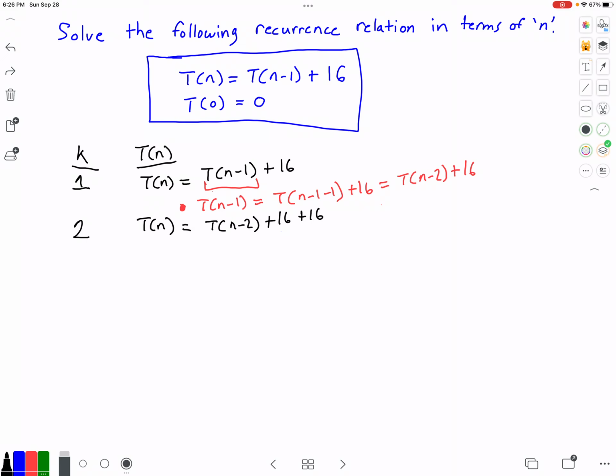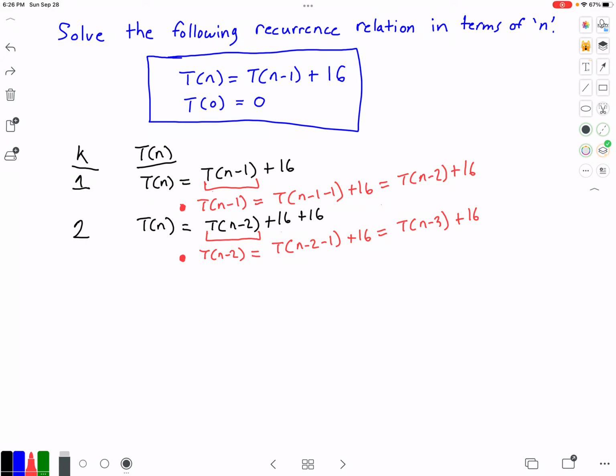To go to our next step, we need to figure out what t of n minus 2 is. Just like before, it's easy enough. We can just plug in n minus 2 for n from our original problem statement. So we get t of n minus 2 is equal to t of n minus 2 minus 1 plus 16. If we simplify that, we get t of n minus 3 plus 16.